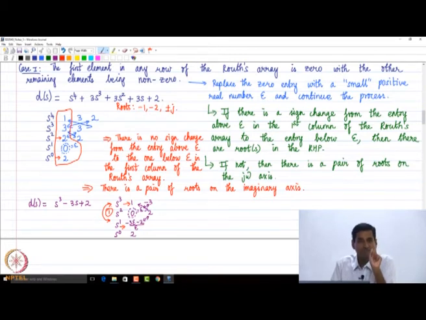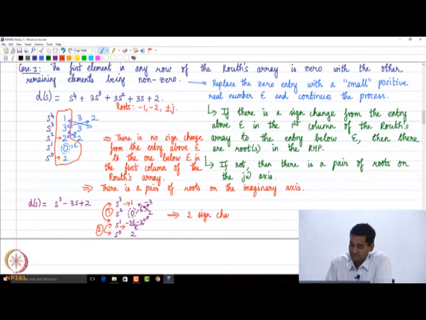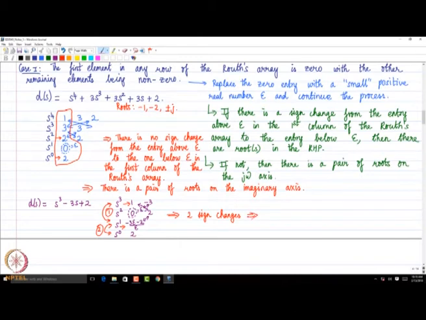We need to count the number of sign changes. Then from the s power 1 row to the s power 0 row in the first column, is there another sign change? Yes, there is, because in the s power 0 row we have plus 2. So there are 2 sign changes. So this implies that there are 2 roots in the right half plane, of course with the remaining root in the left half plane.